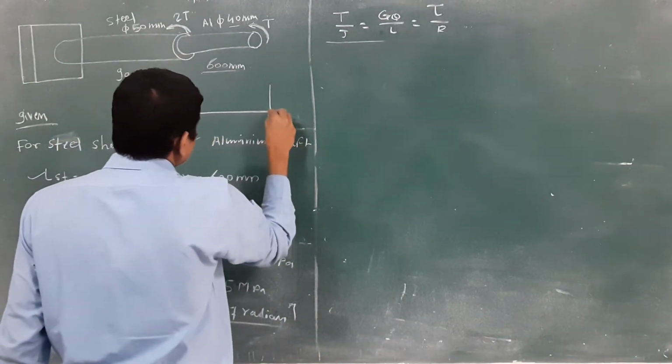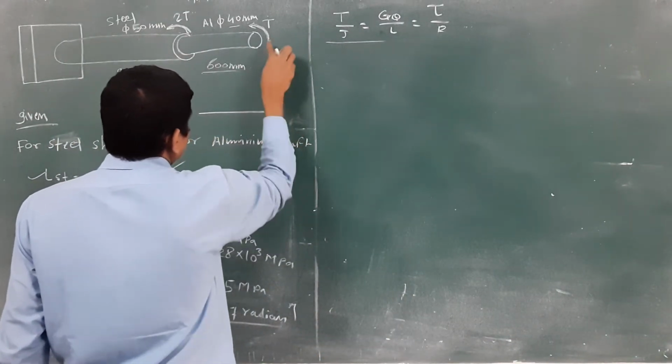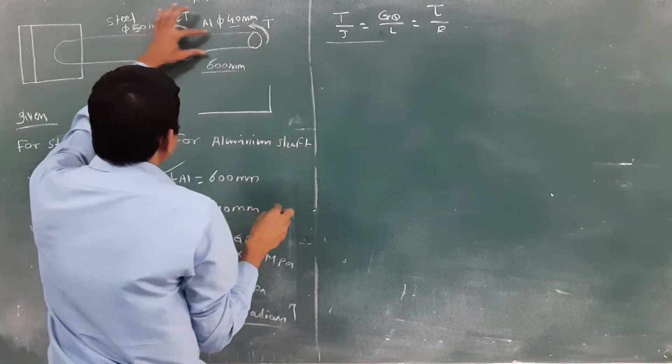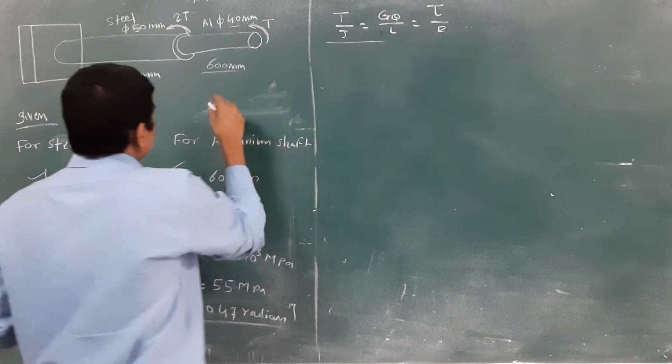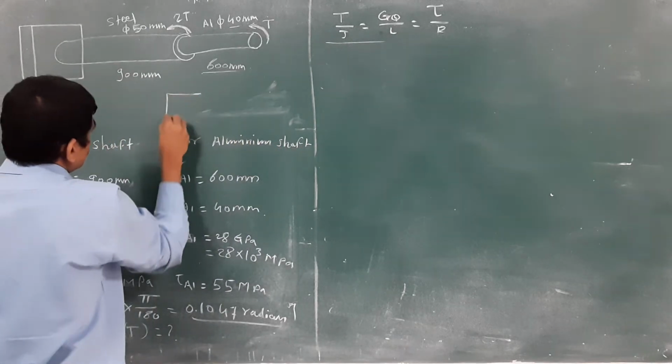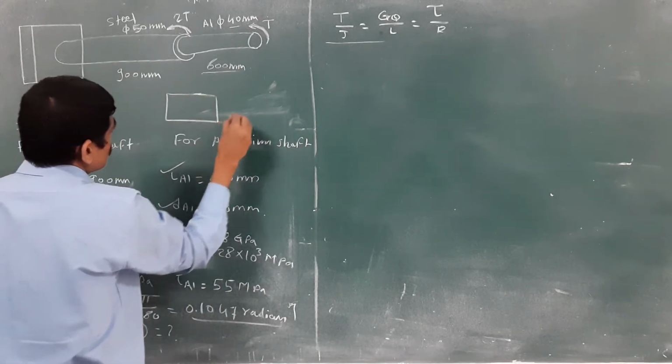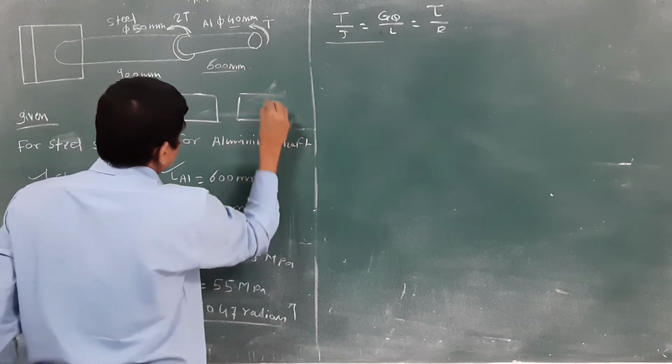Here a torque is applied, positive torque. Here is the anti-clockwise. See, there are 2 shafts. I will draw these 2 shafts first. First, I will clear this. We have seen the sign convention. This is for steel and this is for aluminium.